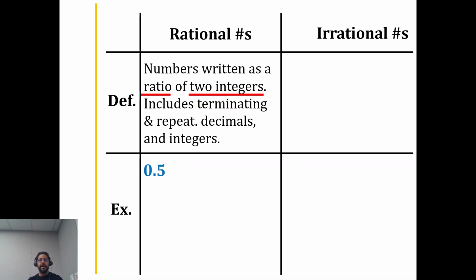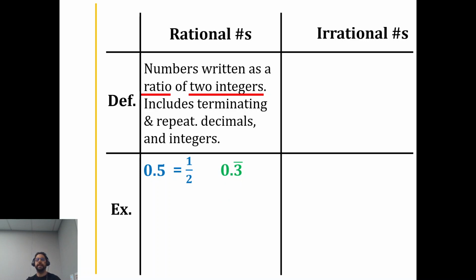Again, 0.5 is an example of a terminating decimal. And that's also the fraction 1/2. 1/2 is a rational number. That is a ratio of 2 integers, 1 and 2, so 1 over 2.